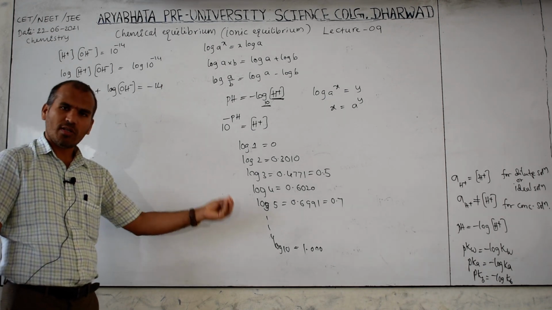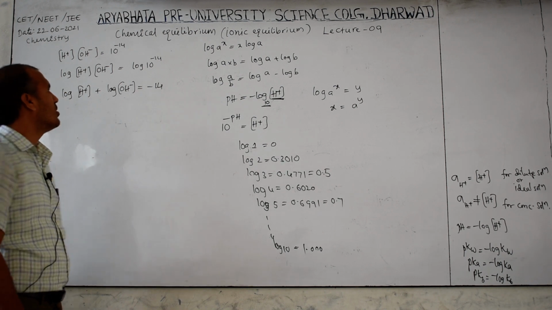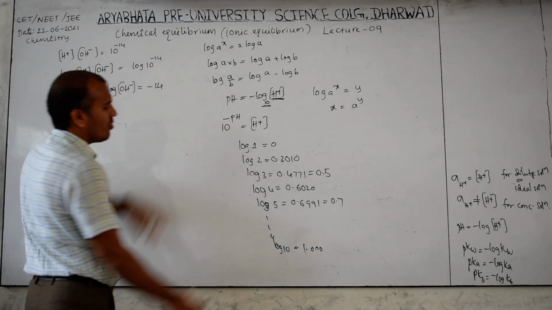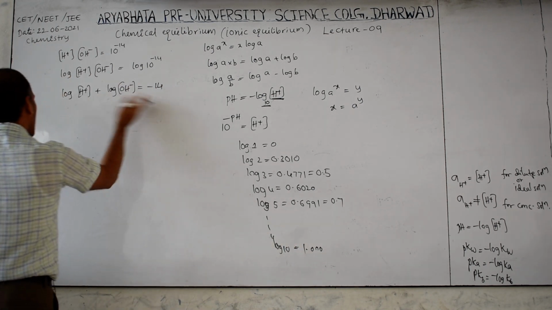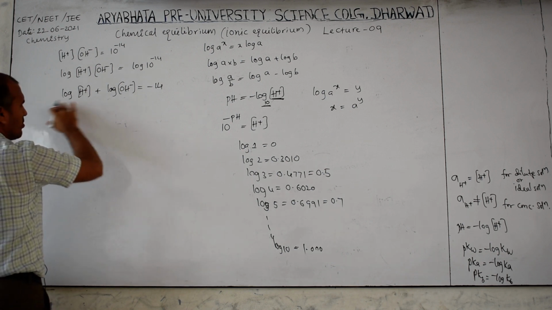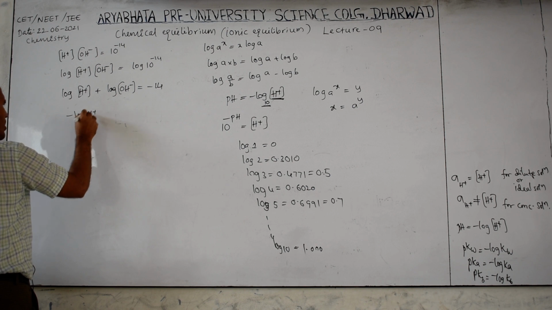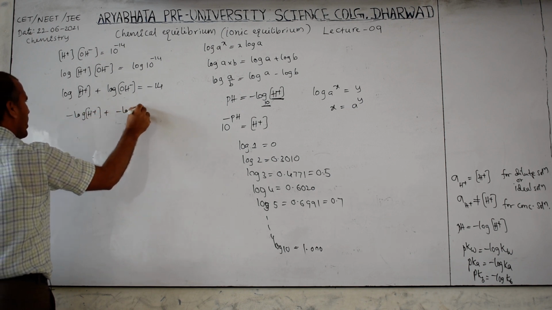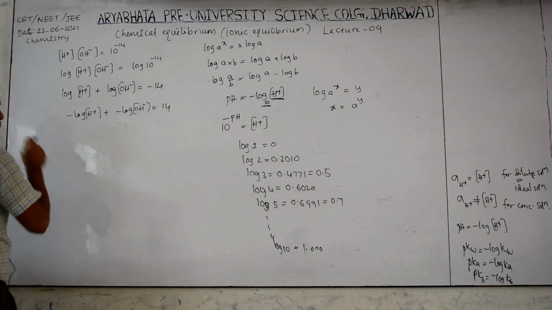Sometimes other values may also come, and based on this approximation you can write the values. Then this is minus 14 into log 10. Log 10 value is 1. 1 into 14, 14. Now multiply both sides with the negative. Therefore it is negative logarithm of H plus ion concentration plus negative logarithm of OH minus ion concentration is equal to 14.